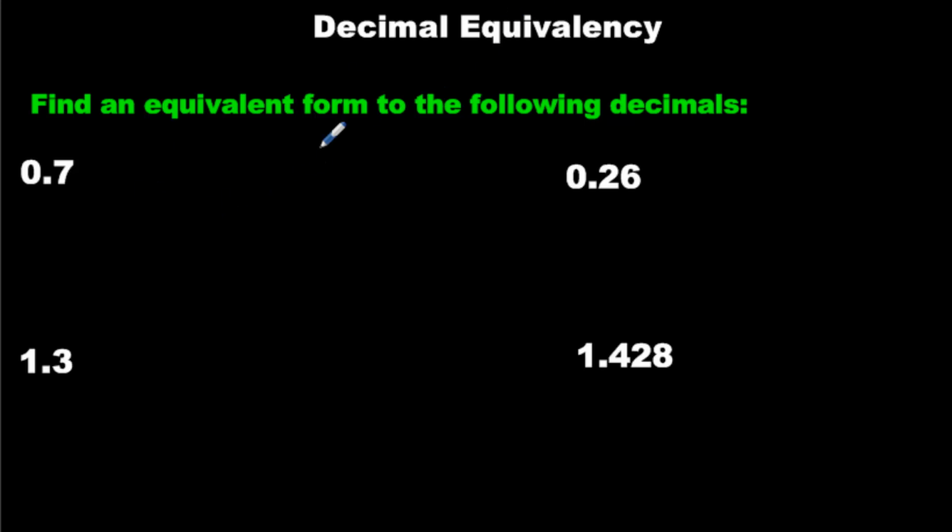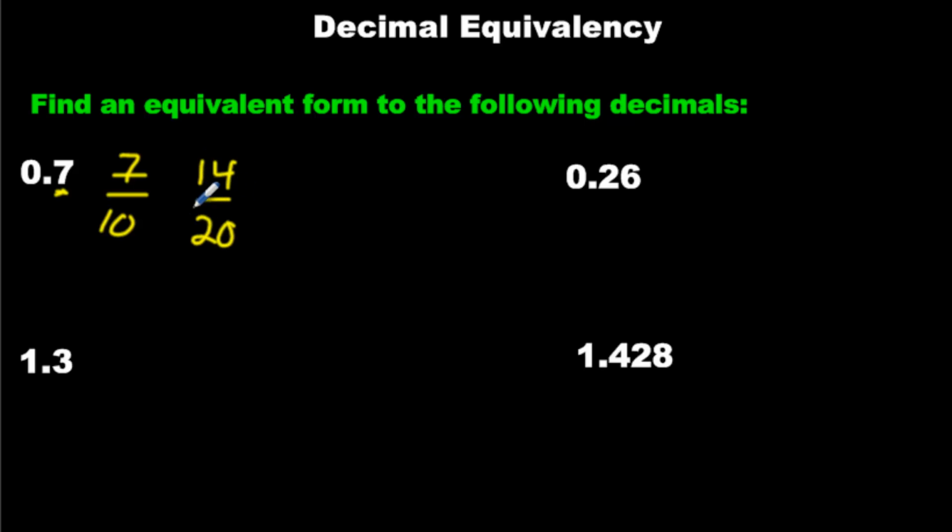Decimal 0.7. If I was to turn this one into a fraction, that's in the 10th spot. So it's going to be 7 over 10, right? The first spot after the decimal is always called the 10th. So this is 7 over 10. Now look, turn this into an equivalent fraction. We can double both of them, times by 2. That'll make 14 over 20.